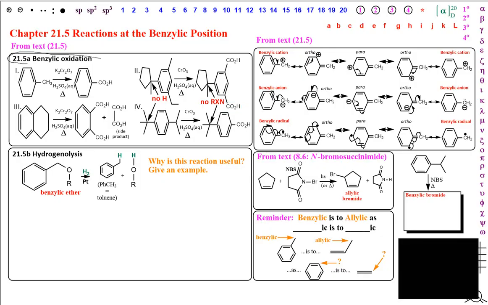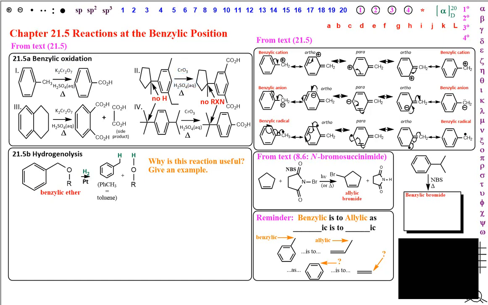A new reaction that you haven't seen before is the benzylic oxidation of aromatic species. For this to occur, you need a few things. You need a benzylic carbon that has at least one hydrogen. You need some method of forming chromic acid. This combination generates chromic acid, as does this. This is not new to you.